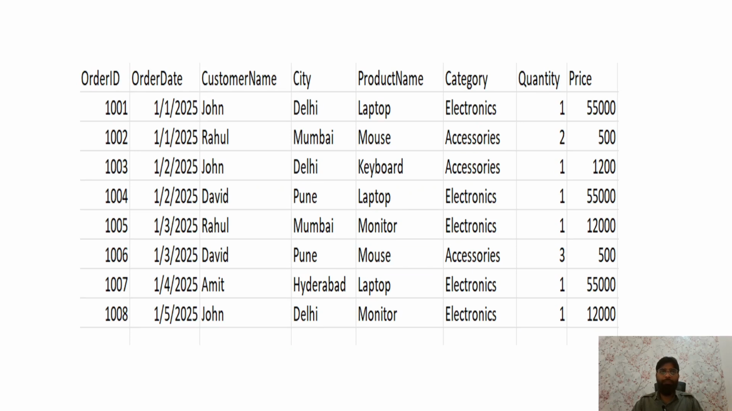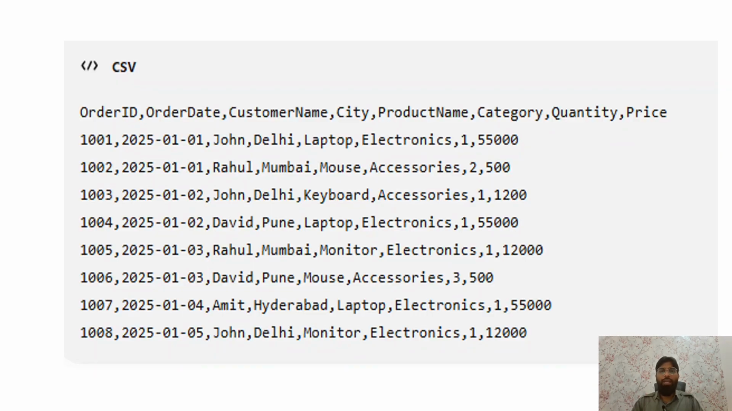It is my file, having order ID, order date, customer name, city, product name, category, quantity and price. Okay, suppose this is the data I'm getting from a third party, maybe from a CSV file. It is an Excel file which has some data, and if you convert that into a CSV file, it becomes comma separated values. So: order ID, order date, customer name, city, product name, category, quantity and price.